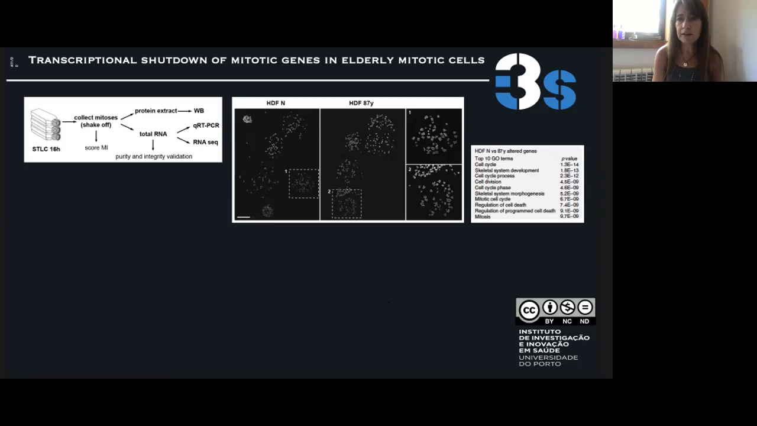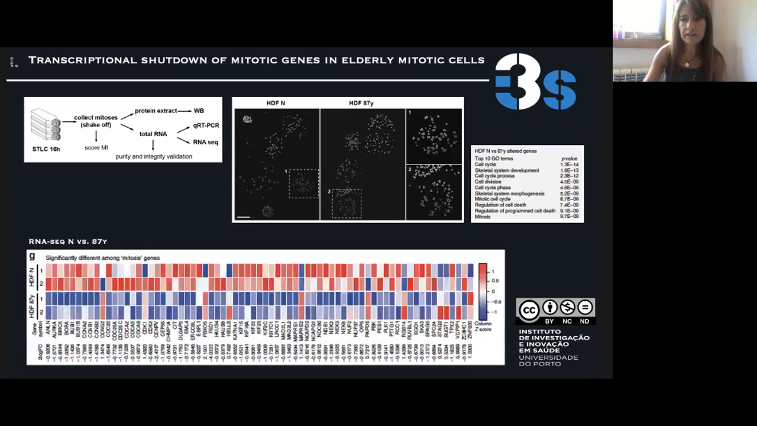And in agreement with the elderly cell defects in mitosis, the top 10 most altered gene ontology terms included 6 cell cycle and mitosis-related gene ontologies. And very interestingly, the 71 mitosis gene ontology genes that were significantly altered in the elderly samples were mostly downregulated. So this means that the elderly mitotic cells are entering mitosis with a very low level of mitotic transcripts.